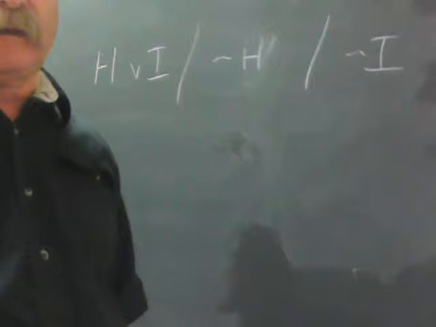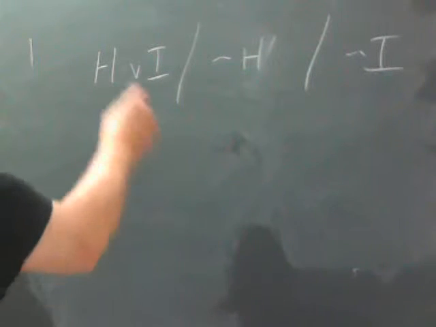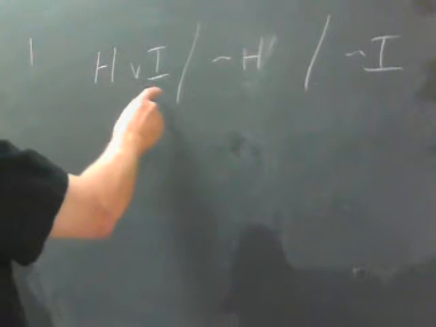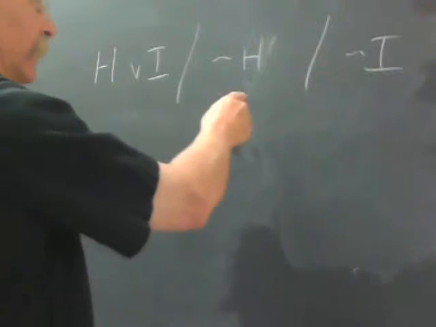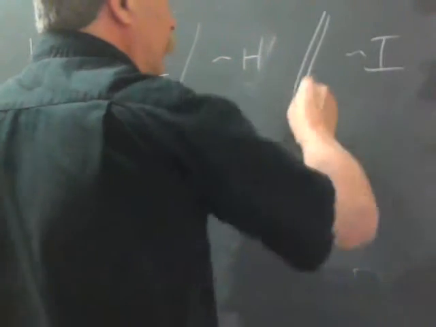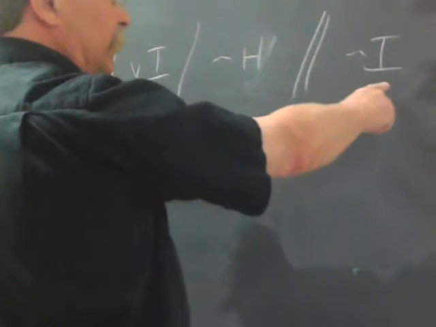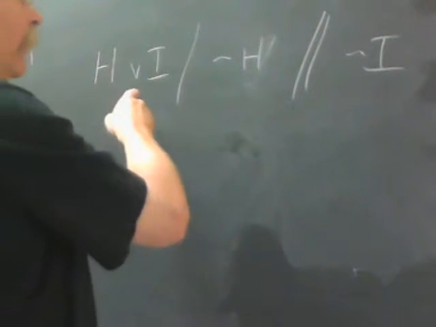An example of how we use a truth table to analyze an argument for validity. The argument I put up here says, as premise 1, either H or I. Now the slash means that's the end of that premise. Here's the next premise, not H, and here's a slash again. I'm going to make a double slash to indicate that this is not just another premise, but this is now the conclusion. So either H or I, not H, therefore not I.